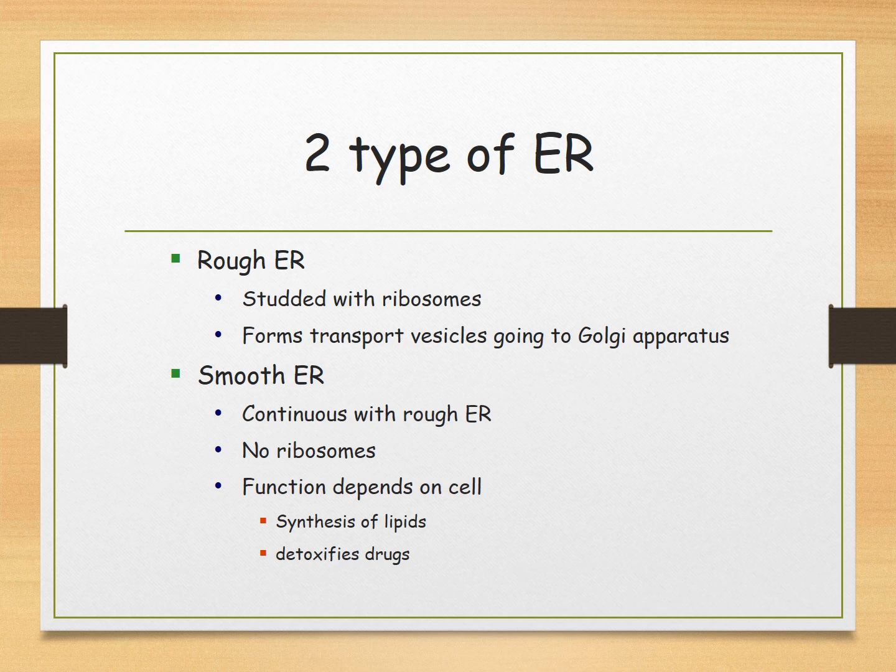There's also smooth endoplasmic reticulum, known as smooth ER. This is continuous with the rough ER, but it doesn't contain any ribosomes. It's not involved in protein synthesis. The function may vary depending on the type of cell. Often it's involved in the synthesis of lipids, and it can also function in the detoxification of drugs.